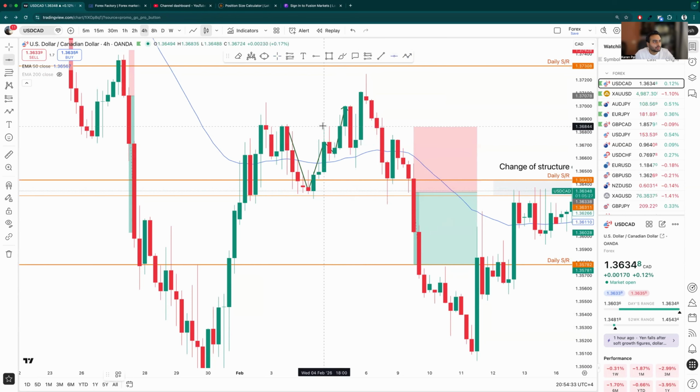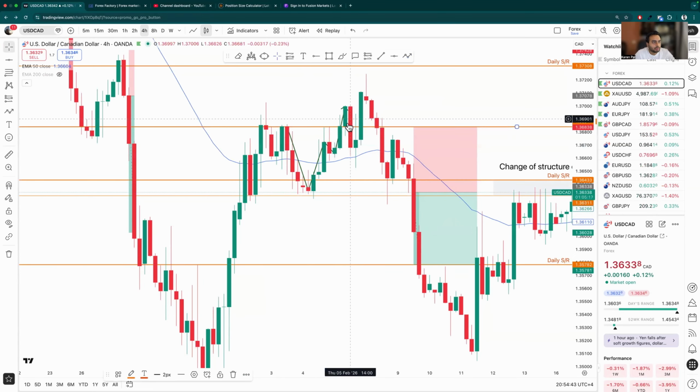because this line was crossed, right? This is your lower high. This was your lower high. Now this was broken. So this becomes your higher high and this becomes your higher low. Okay.